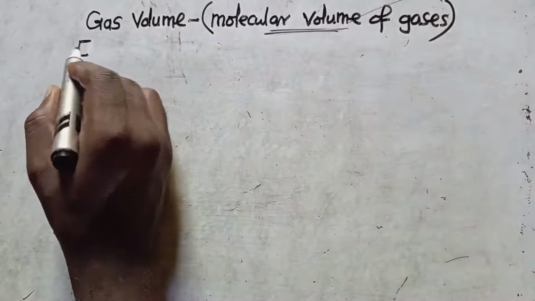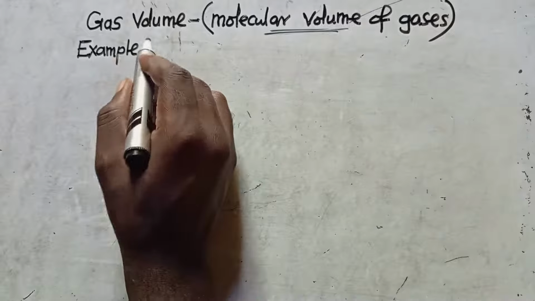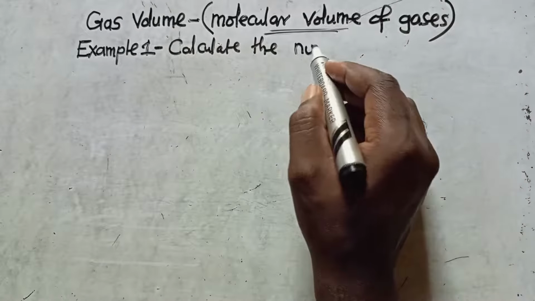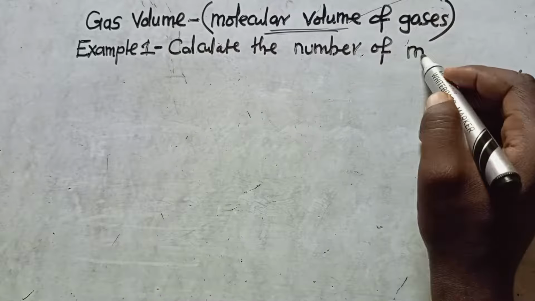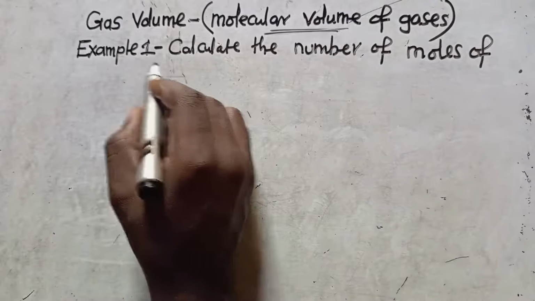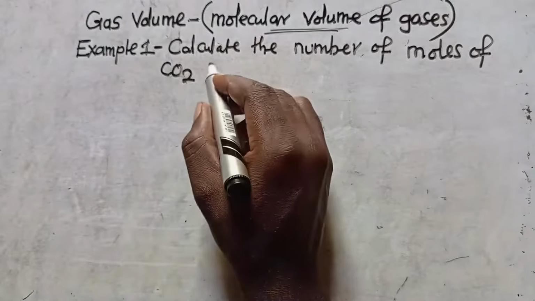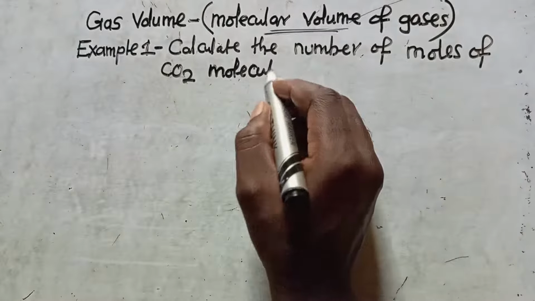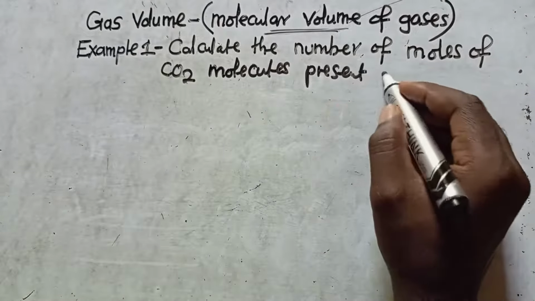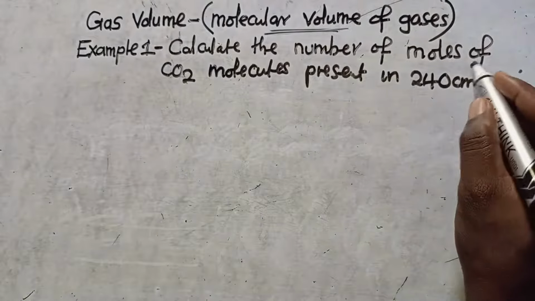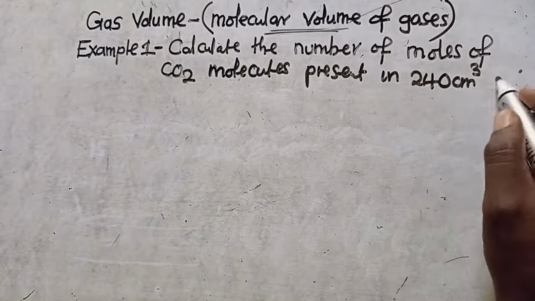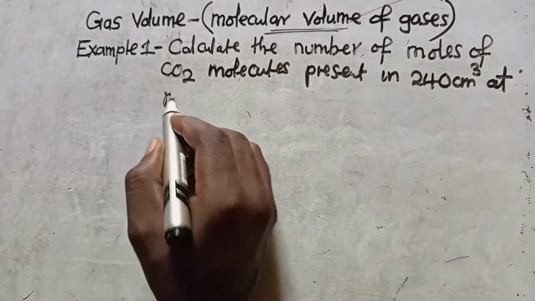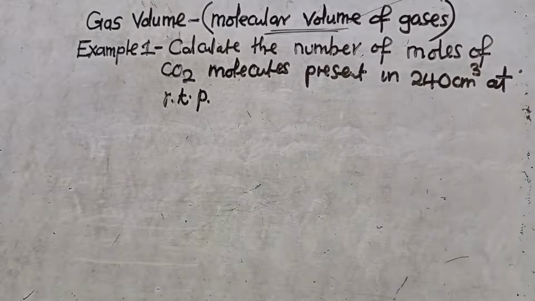So let us look at an example. Example 1 says: calculate the number of moles of carbon dioxide molecules that are present in 240 cubic centimeters at RTP.